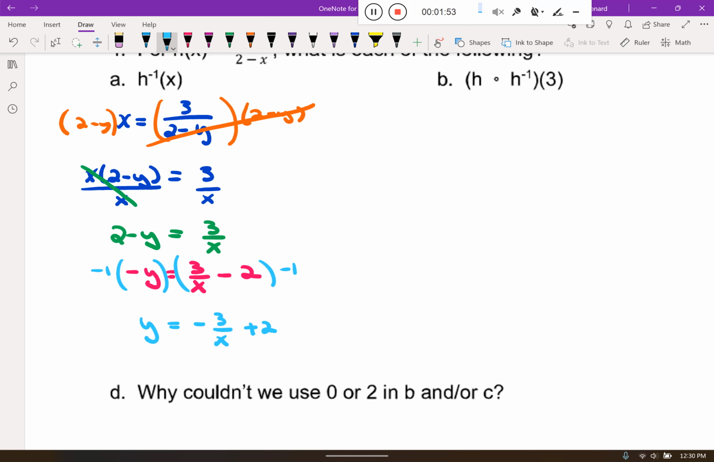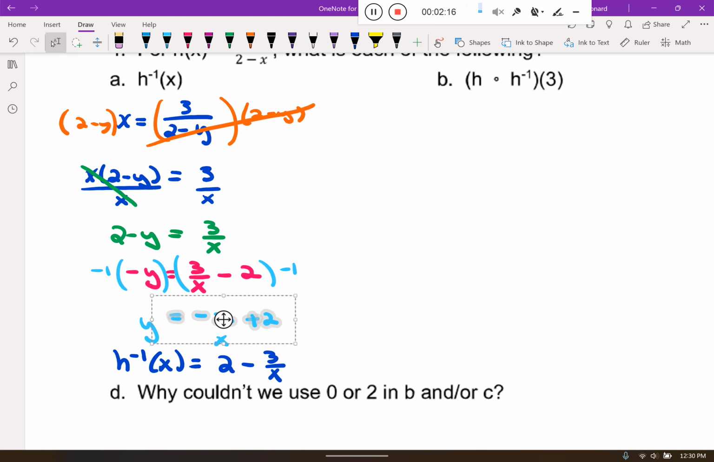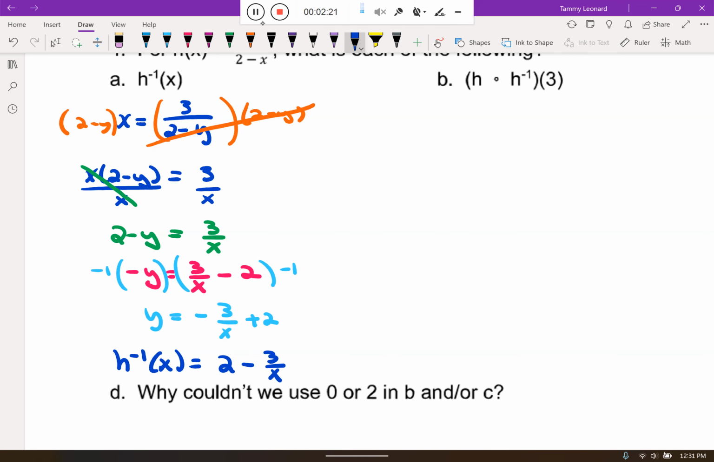That feels a little bit awkward. So when I go to write my final answer, I'm going to switch back to inverse notation. So h inverse of x equals, and I'm actually going to flip my problem around and say 2 minus 3 over x. Now, if you don't flip the problem around, that's totally fine. You can leave it as negative 3 over x plus 2. For me, that just feels a little bit more awkward. So I like to flip it around. And here is my inverse of h of x.